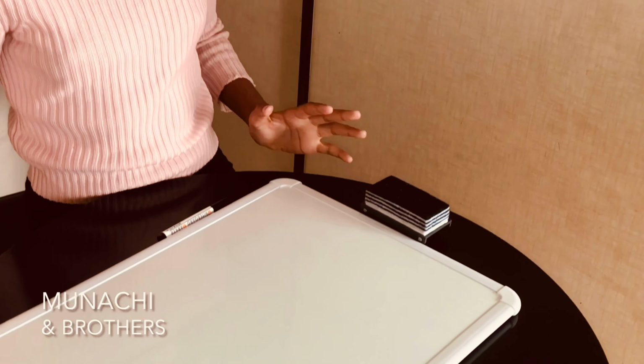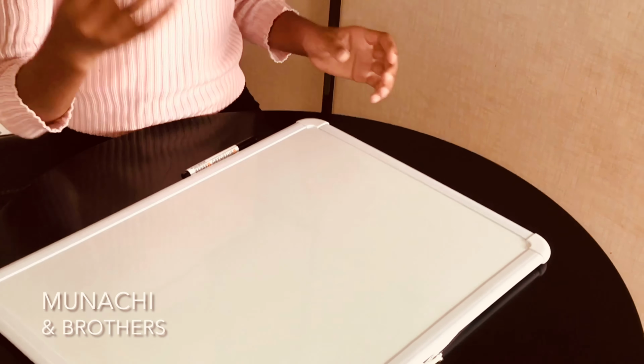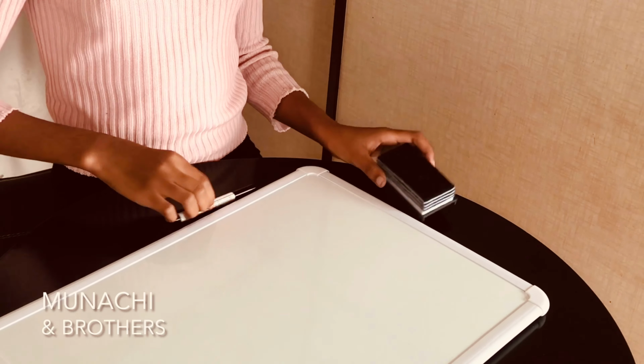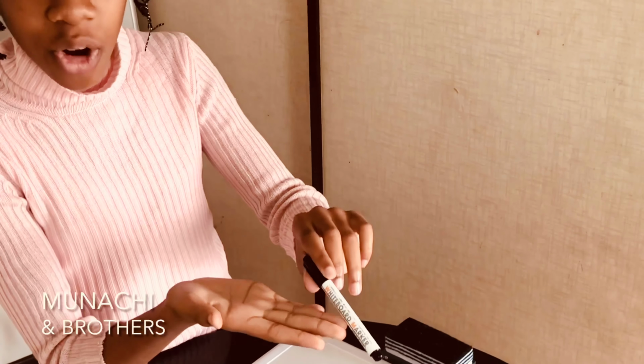Today we are going to do multiplication and we are going to do 1 times. Look, I have a big whiteboard and a whiteboard cleaner. It's a black one. And I have a marker which says whiteboard marker. And we're going to start with 1 times.